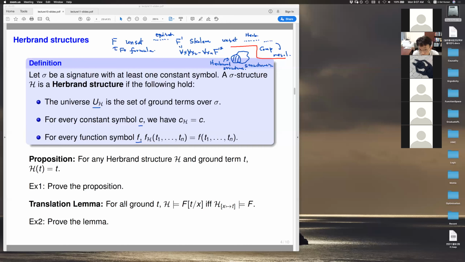Translation lemma, we learned about the translation lemma, but in the Herbrand structure, the translation lemma is a bit simpler. We say that the Herbrand structure satisfies f where x is replaced by ground term t, precisely when f is true under this new Herbrand structure h, where x is now bound to t.